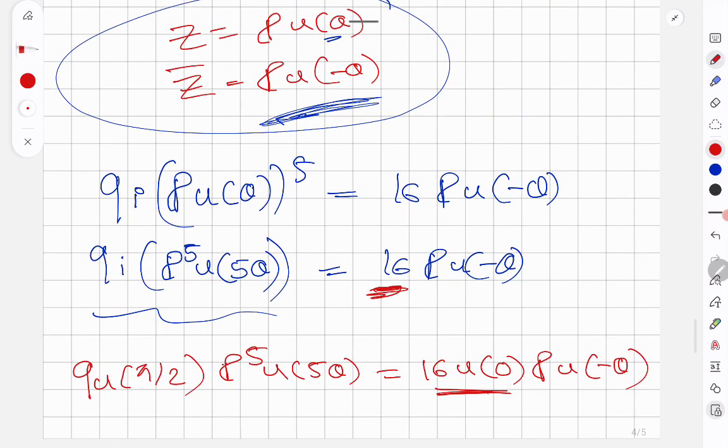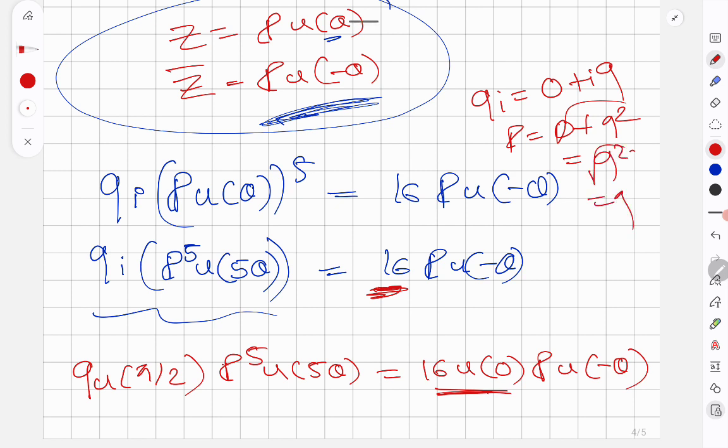So 9i, if you convert this, is equal to 0 plus 9i, right? Yes. If you take the modulus of this one, rho will be the square root of 0 squared plus 9 squared. So you got rho as 9, right?